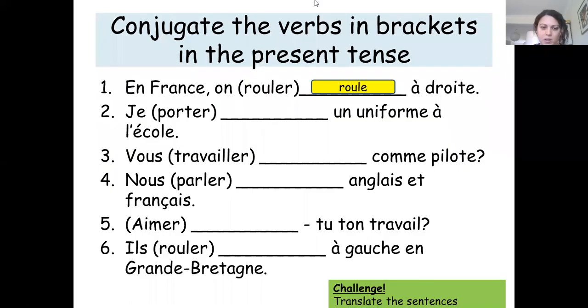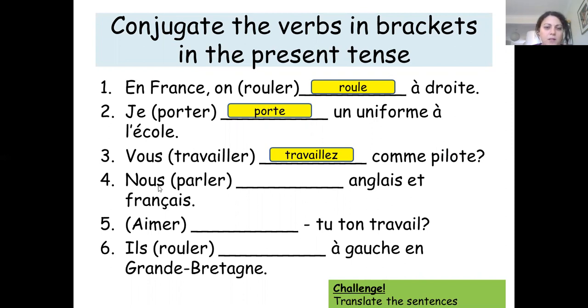Okay, whenever you're ready, grab a red pen and we'll correct. Again, we have porter, removing ER, to wear. I wear a uniform at school. Porter, we remove ER, we have PORT, and then the ending for ER verbs for je is E, giving us je porte. Number 3, vous and travailler. ER verb again, okay? We remove ER, we have a stem, and then we add EZ for the ending for vous. Okay, meaning do you work as a pilot?